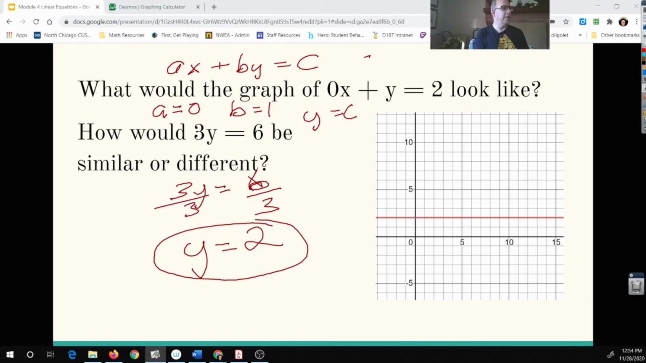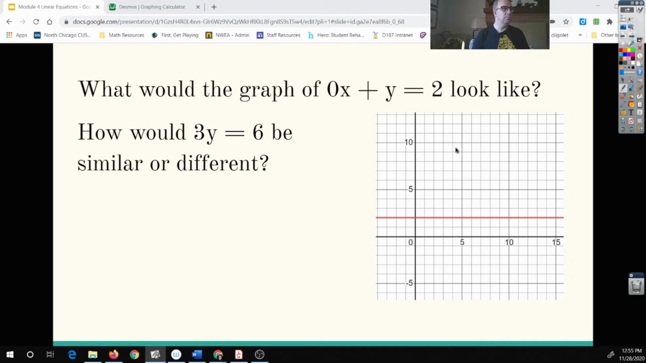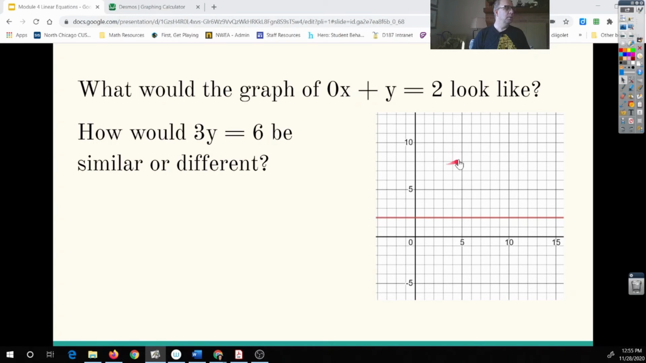So if I had 0x plus 3y equals 6, well, the 0x is gone, so now I have 3y equals 6. Divide by 3 each time, y equals 2. So 0x plus 3y equals 6 is actually y equals 2, which is the horizontal line at 2. Makes sense? Moving on to the next problem.